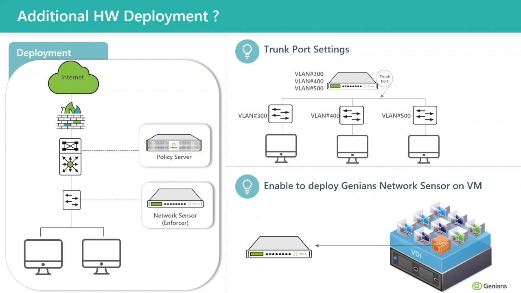However, some customers can have other options for the Genian network sensor. Customers can adopt a network sensor manufactured by Genians, or use a trunk port or VM. First, with the trunk port setting, customers do not need to deploy a network sensor for each switch. Instead, one network sensor can cover a number of switches. Second, the Genian network sensor can be deployed on a VM, virtual machine, as well.